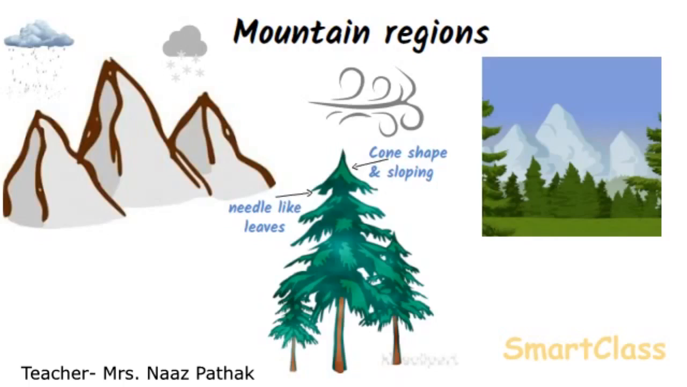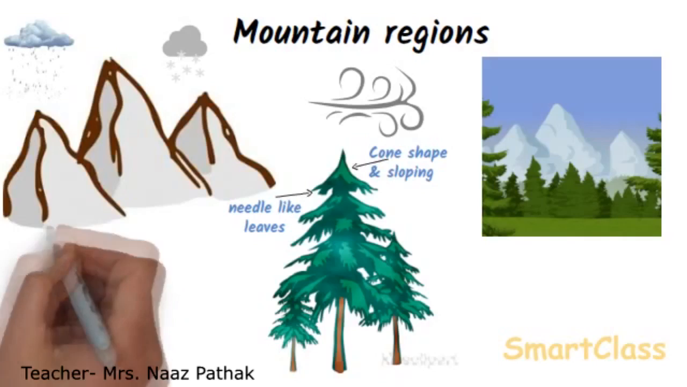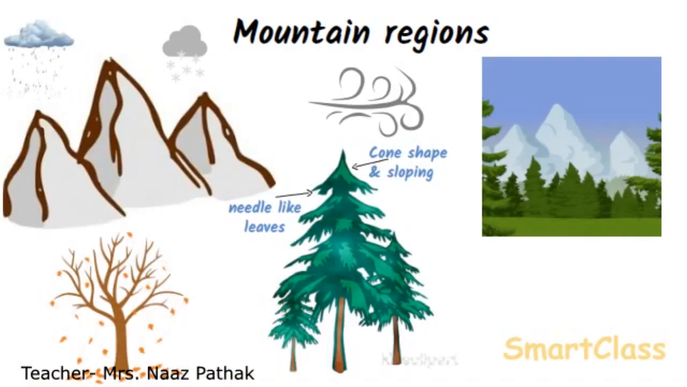The broad-leaved trees found on mountains shed their leaves before the onset of winter. This prevents such trees from losing water from their leaves and helps in their survival during winter, when all the water in soil is frozen and hence not available to the roots.